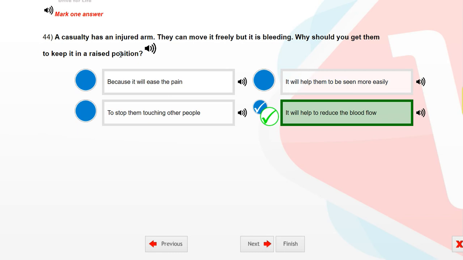A casualty has an injured arm. They can move it freely, but it is bleeding. Why should you get them to keep it in a raised position? It will help to reduce the blood flow.